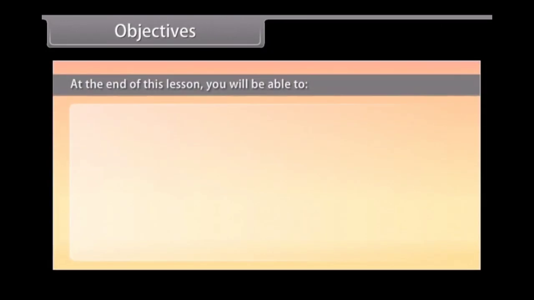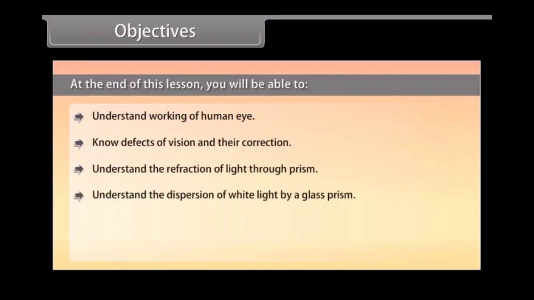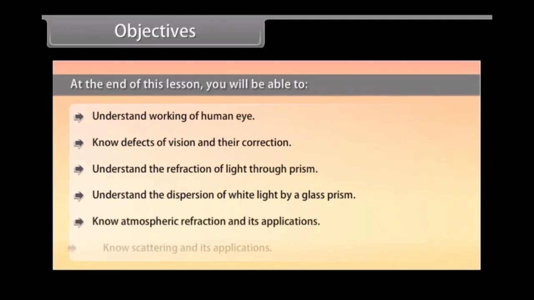Objectives. At the end of this lesson, you'll be able to understand the working of the human eye, know defects of vision and their correction, understand the refraction of light through a prism, understand the dispersion of white light by a glass prism, know atmospheric refraction and its applications, know scattering and its applications.